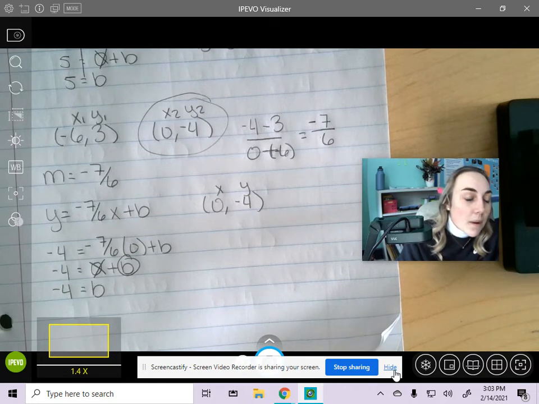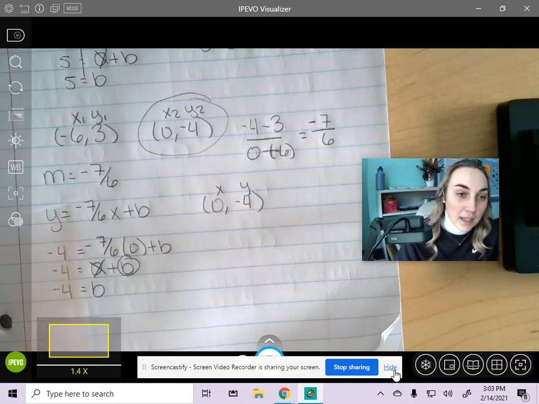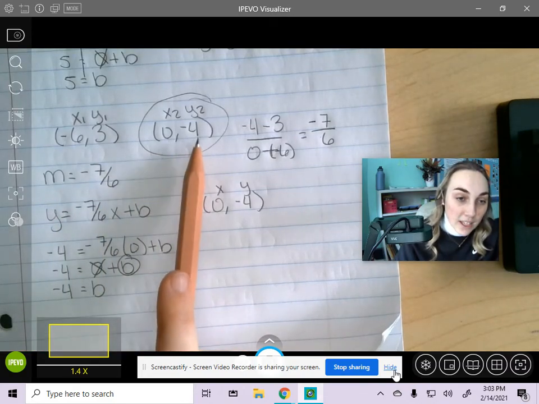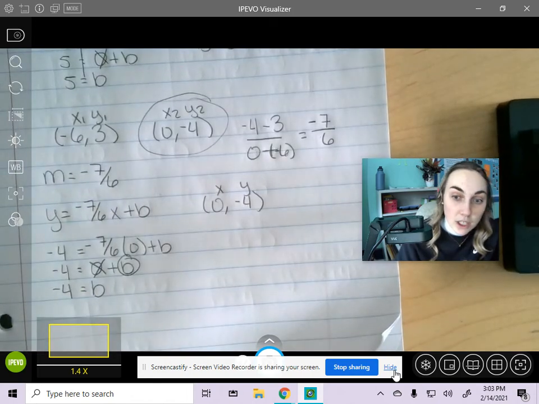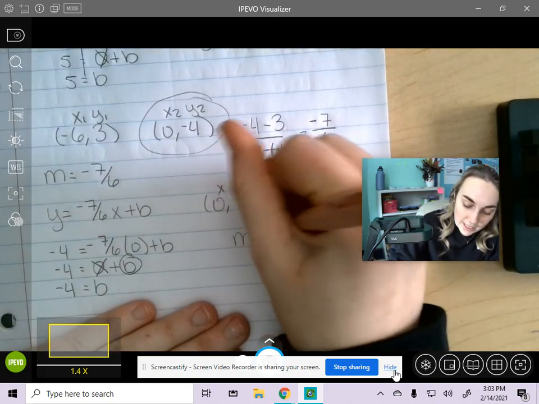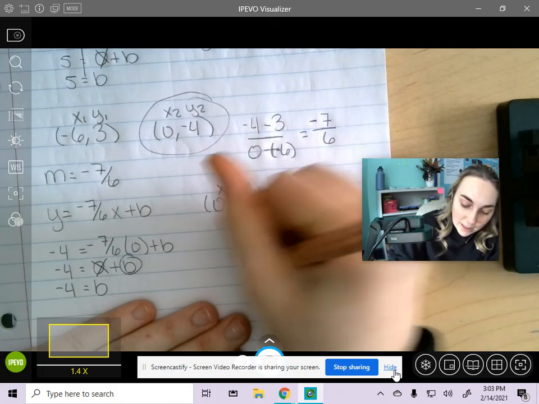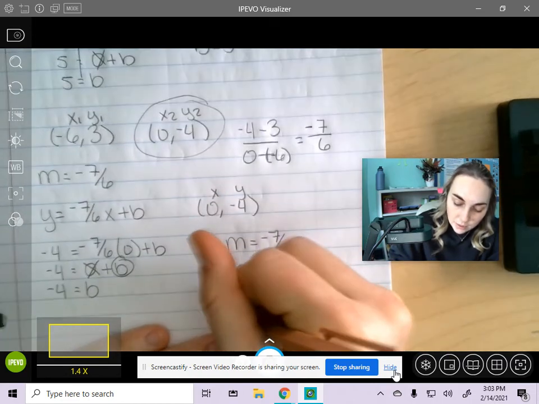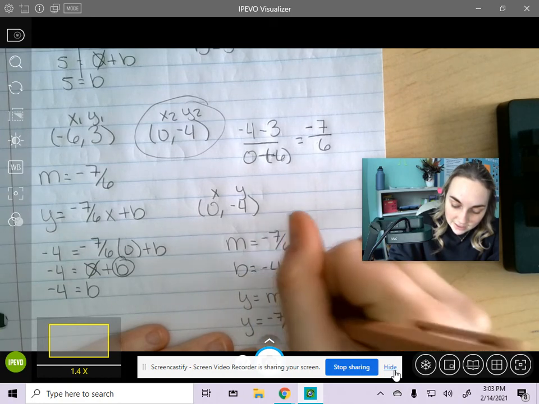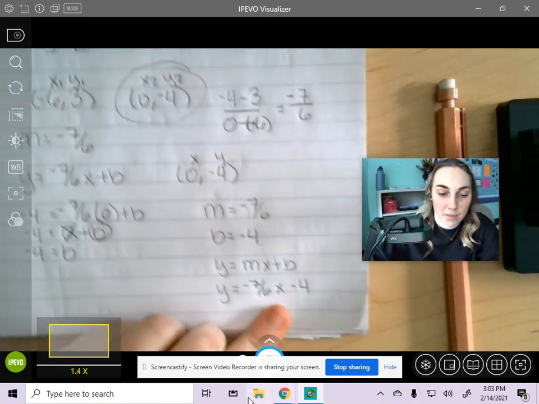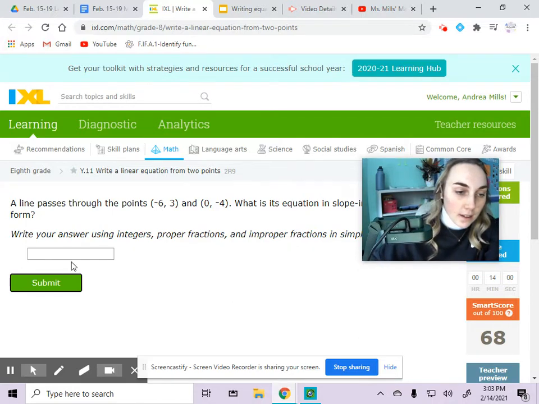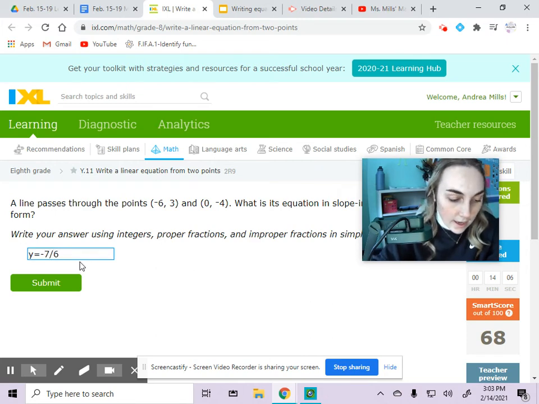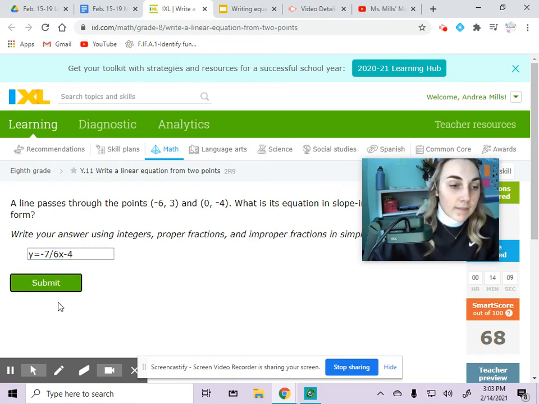Okay. Because remember, if you are reading a table to find the y-intercept, you find what is y when x equals 0. Well, same thing here. When x is 0, y is -4, so that's our y-intercept. But again, I plugged it into the equation just to be sure. So now we have our slope, which is -7/6. Our y-intercept is -4, so we can write that into our equation, which is y equals -7/6 x minus 4. And I can plug that in. Y equals -7/6 x minus 4. And there you go.